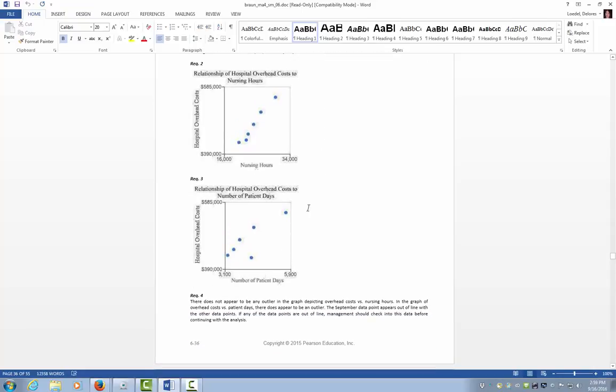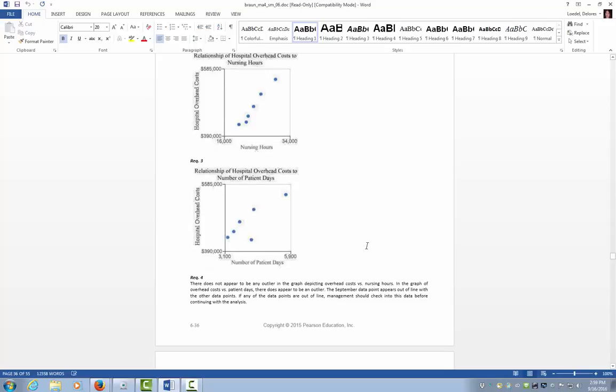Then we were to do in requirement 3 the relationship of hospital overhead costs to, this time, the number of patient days. In this particular instance, we do see an outlier here, as you can tell. I believe this is the month of September data point. So that was what requirement 4 was asking us to do, to take a look at these two graphs and make some analysis based on that.